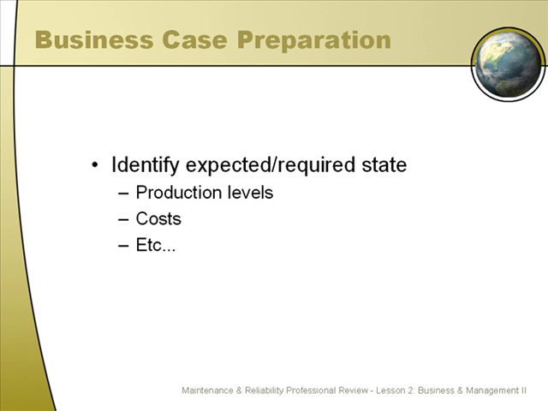The next step in business case preparation is to identify the expected or required state for production levels, costs, etc. Many of these things are individually based upon the operation. But we're just taking this one step at a time, from identifying the current condition, the problems that this creates for us, where we'd like to be, and moving on from there.